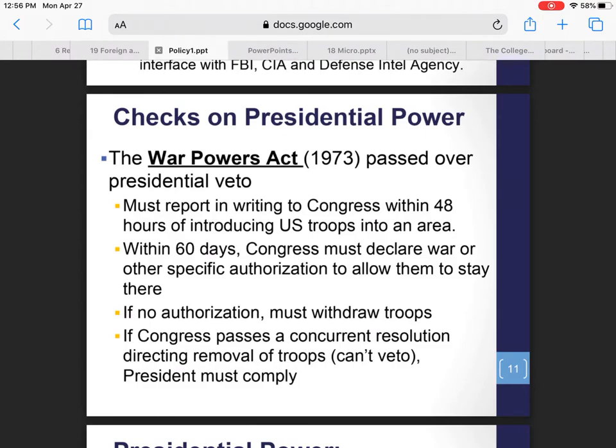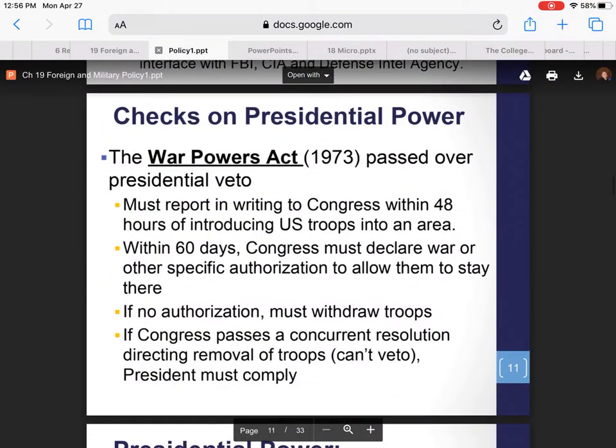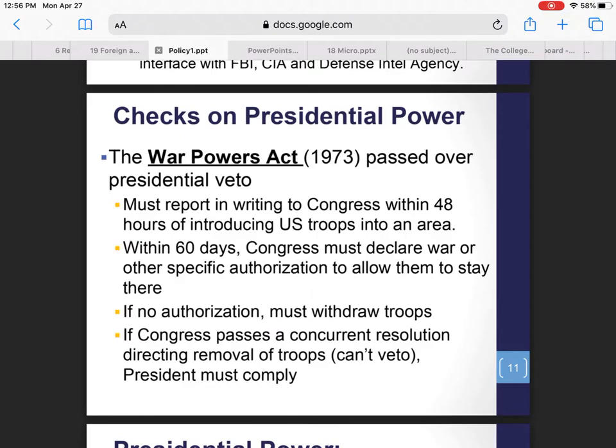Now, in order to bring those troops home, Congress has to pass what's called a concurrent resolution, where both the House and the Senate have to vote on it, bring the troops home right now, and the president cannot veto that concurrent resolution. So when this War Powers Act was passed, Richard Nixon tried to veto it. And the Supreme Court stepped in and said, well, the whole point of this is to check you, the president. Therefore, we're not going to allow you to veto the War Powers Act.